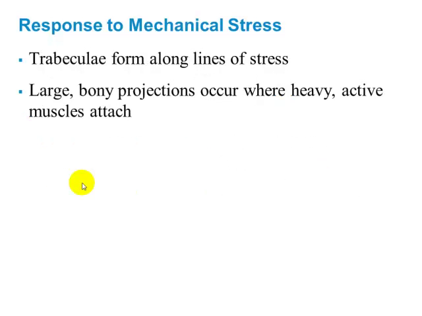If you look at stress placed on a bone, pulling on a bone, we will also see increased bone mass there. So we're going to see trabeculae that are going to form along lines of stress. We're going to see large bony projections forming where muscles attach. This will be things like the greater and lesser trochanter that we will see in the femur.